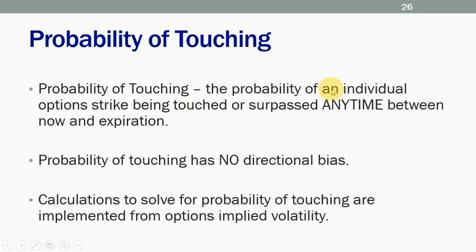Probability of touching. The probability of an individual option strike being touched or surpassed any time between now and expiration. So we talked about probability of expiring. You know what probability of expiring is? It's the probability by an expiration.